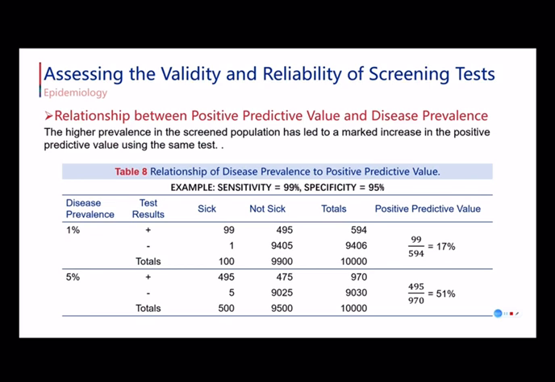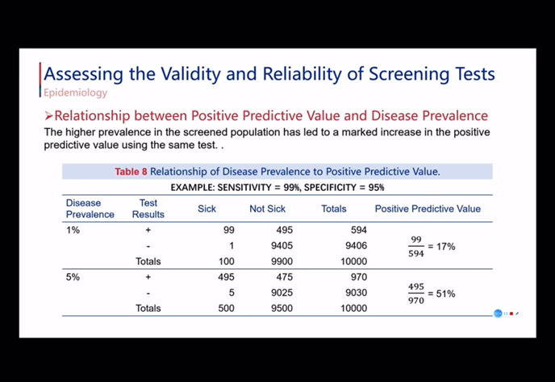The relationship between predictive value and disease prevalence can be seen in the example given in Table 8. First, let us direct our attention to the upper part of the table. Assume that we are using a test with a sensitivity of 99% and a specificity of 95% in a population of 10,000 people in which the disease prevalence is 1%. Because the prevalence is 1%, 100 of the 10,000 persons have the disease and 9,900 do not. With a sensitivity of 99%, the test correctly identifies 99 of the 100 people who have the disease.